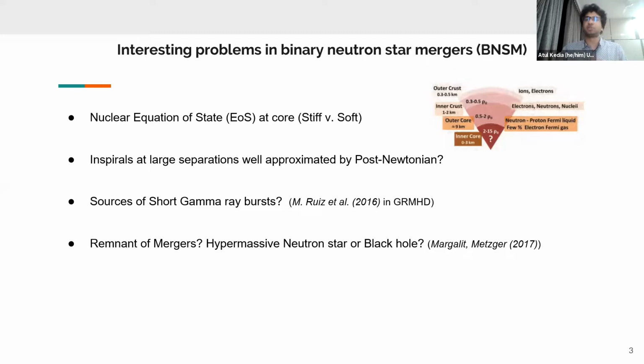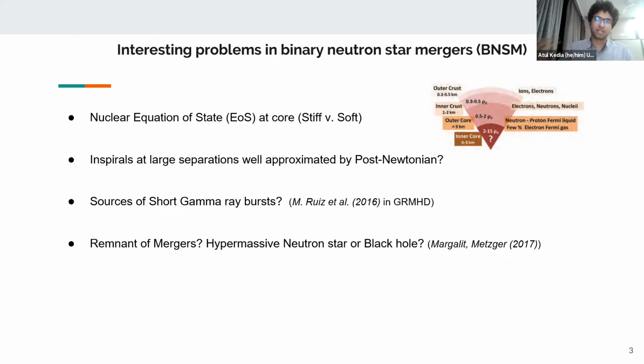The nuclear equation of state at the very core, at the highest densities, is uncertain at the moment, whether it's stiff or soft, as said in the previous talk. So binary neutron star mergers prove to be a very good host where we could study the equation of state.